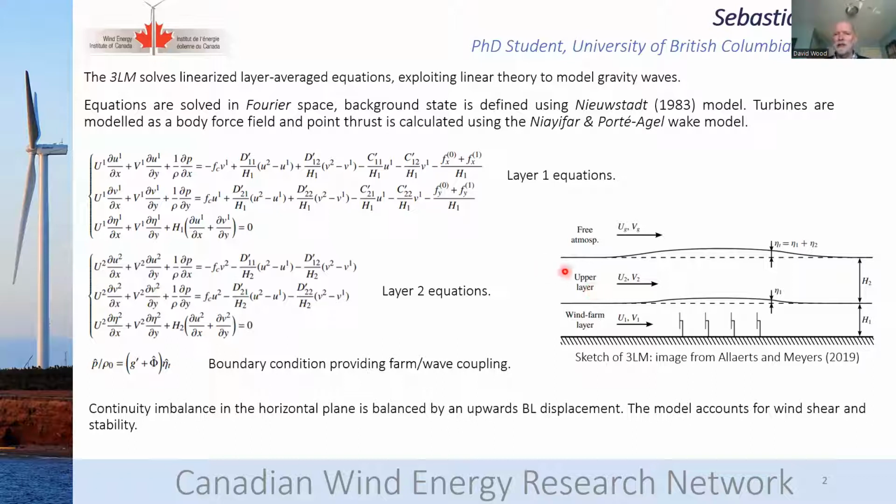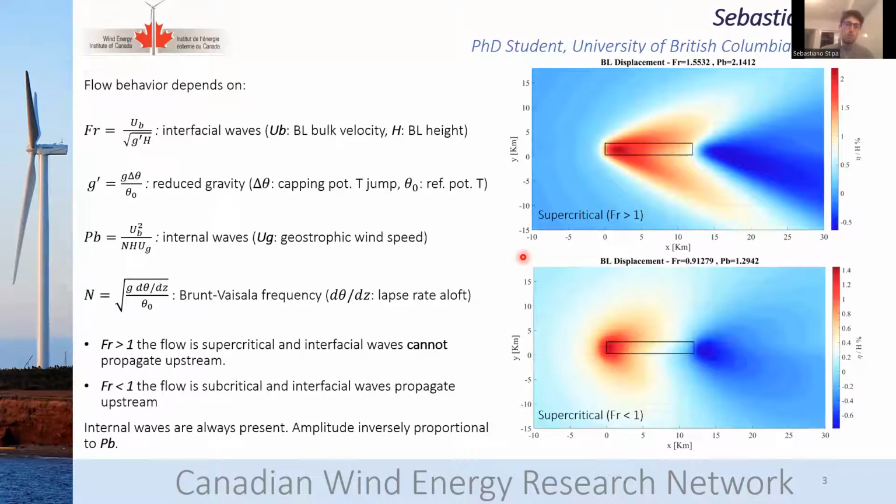Nathan's put a question in the chat. Could you talk again about the issue you were trying to model, and why gravity waves are having a negative impact? Yeah. So what happens is that the wind farm inside the boundary layer slows down and reduces the wind speed. In order for continuity to be conserved, this reduction in velocity inside the boundary layer must be balanced by an increase of the boundary layer height in the region around the wind farm.